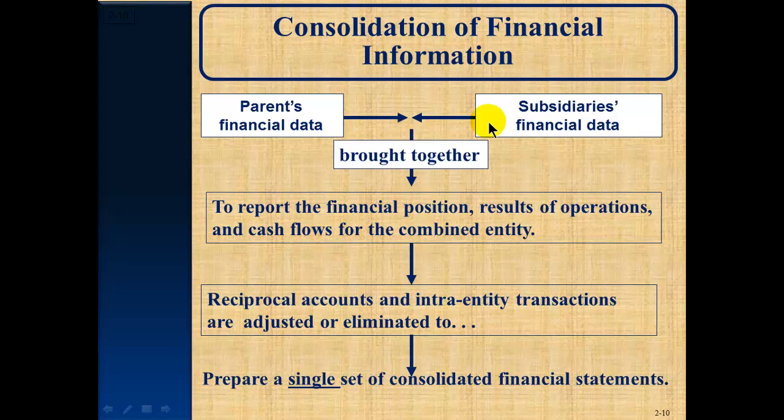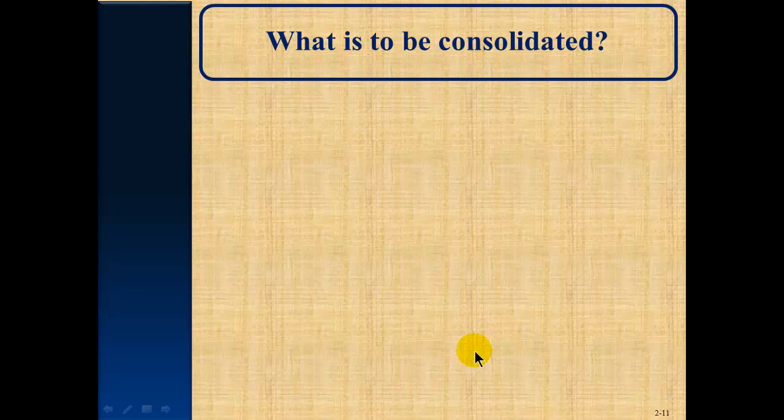But you bring those together to do a combined statement. You have a lot of back and forth on the reciprocal accounts, intra-entity, that we're going to get into. A lot of these are chapters 3, 4, and 5, and then finally get down to a single set of consolidated financial statements. So pretty straightforward, pretty logical in what we're doing here.